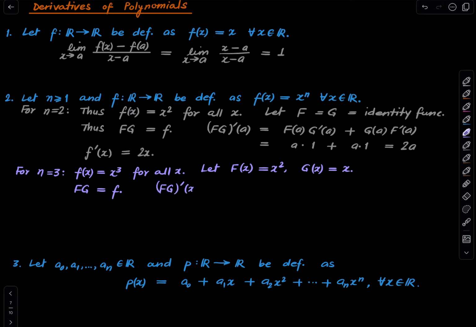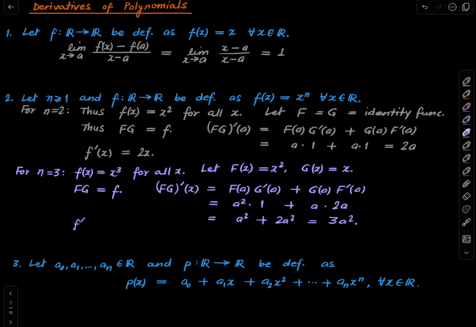And therefore, the derivative of f times g at a by the same formula is this expression, which is a squared times 1 plus g of a, which is a. What is f prime of a? F prime of a is the derivative of the squared function, but we just computed it. So it turns out this is equal to 2 times a, and hence we have a square plus 2a square, which is equal to 3a square. So the derivative of the cubed function is that, in other words, we can write f prime of x is equal to 3x square for all x.